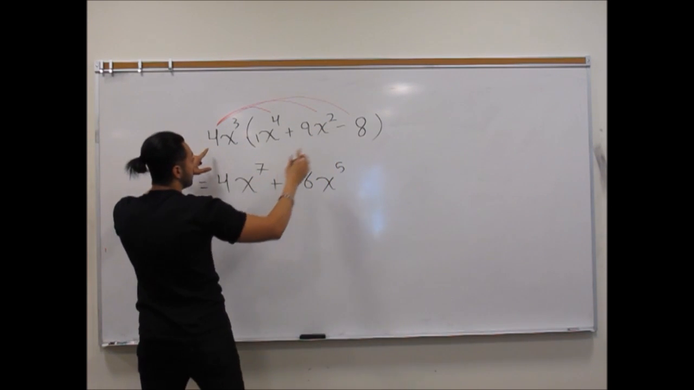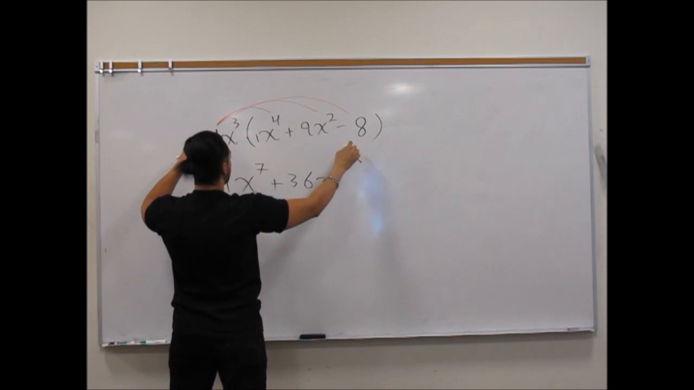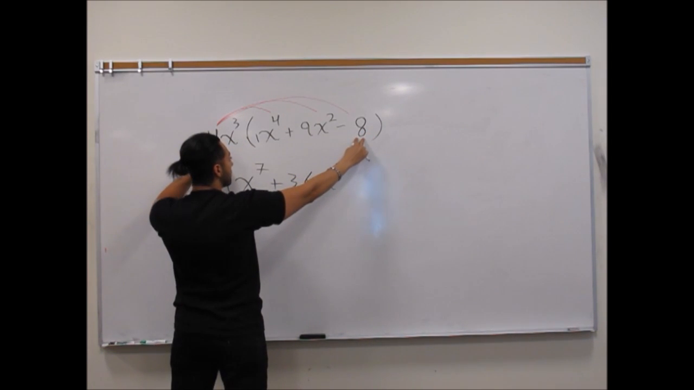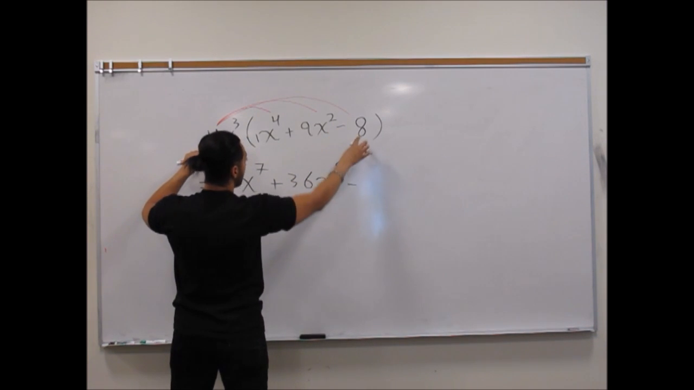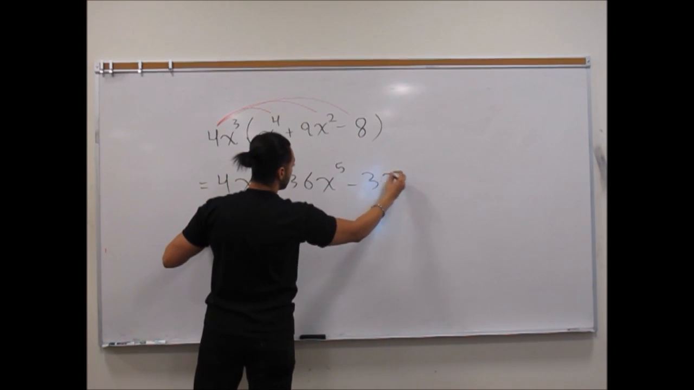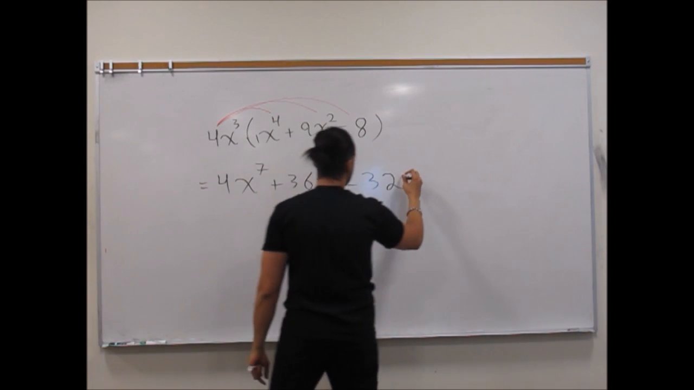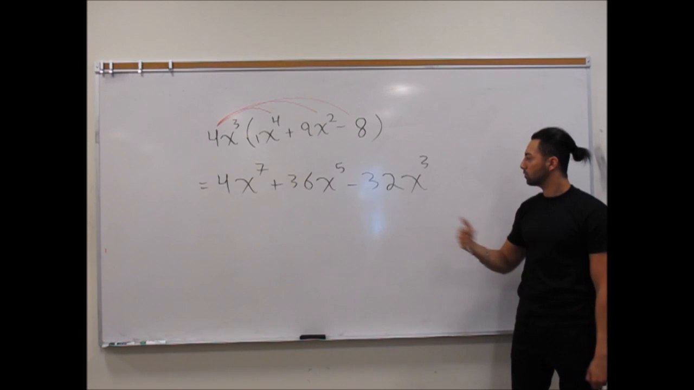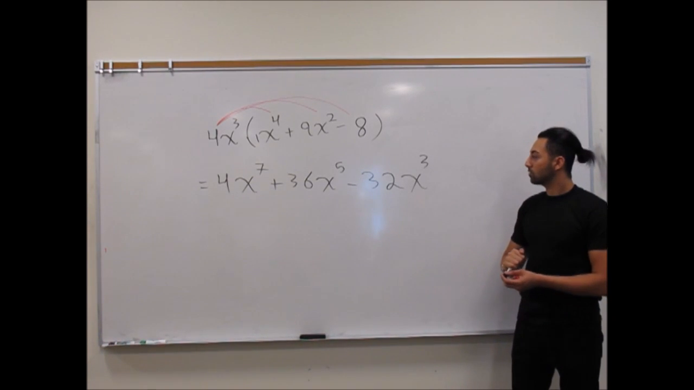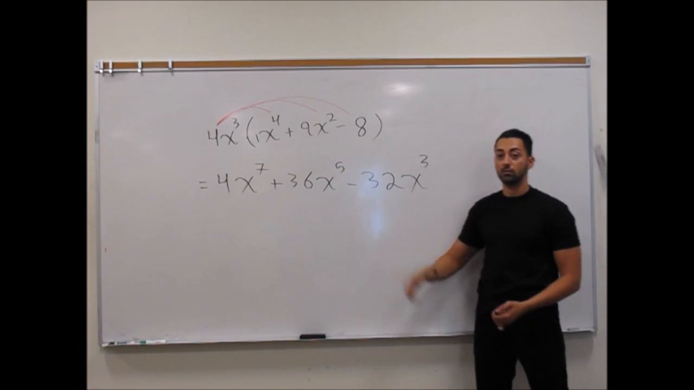And finally, this guy doesn't have a variable. So it's just the constants or the numbers that we take into consideration. So positive times a negative is a negative. 8 times 4 is 32. And then that x cubed, we're just going to carry it along. So this should be your answer if you tried it by yourself.